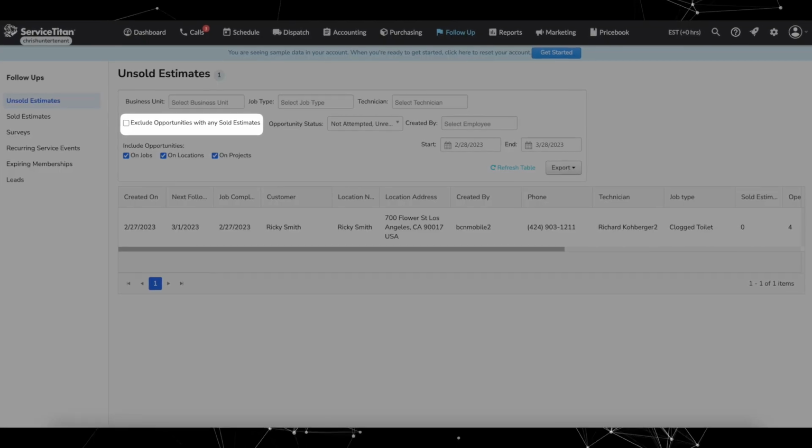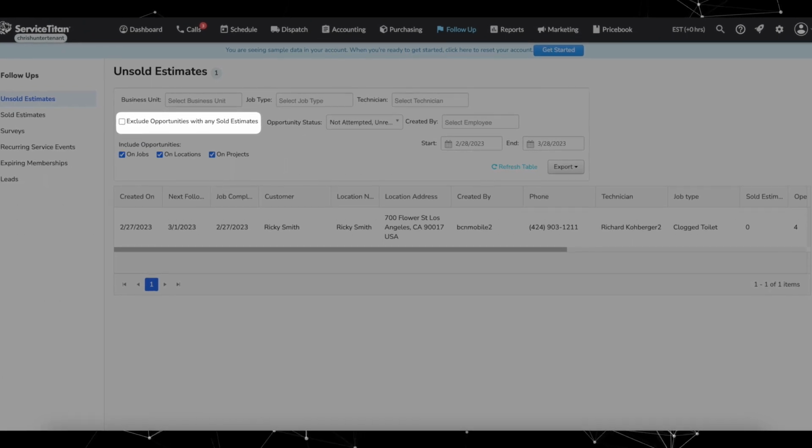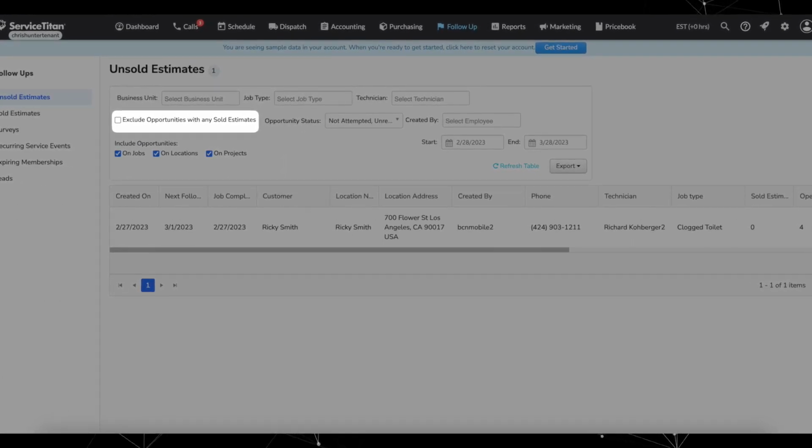Okay, now that we understand that, let's address the follow-ups issue. So when a customer has bought the better option, obviously we don't want to follow up with them later and say, hey, do you want to buy the good and the best? They're already done. They already bought something. So how do we make sure that doesn't happen? Well, on the follow-ups tab, we have this handy checkbox right here at the top that says exclude opportunities with any sold estimates. Check off that box and the problem is immediately solved.